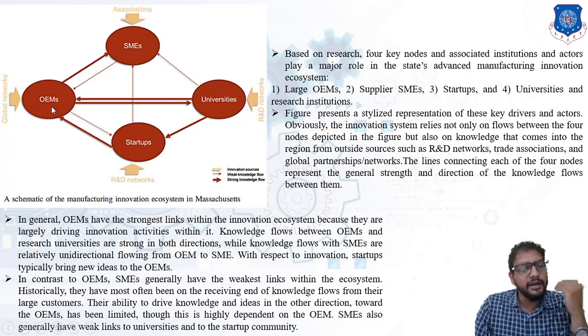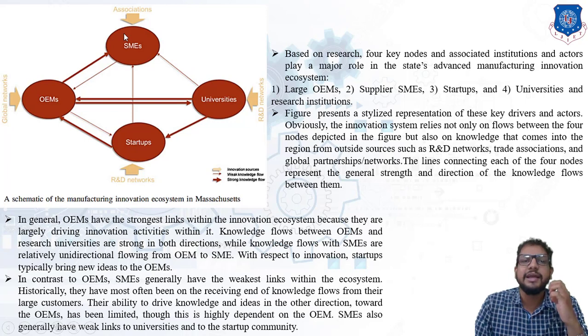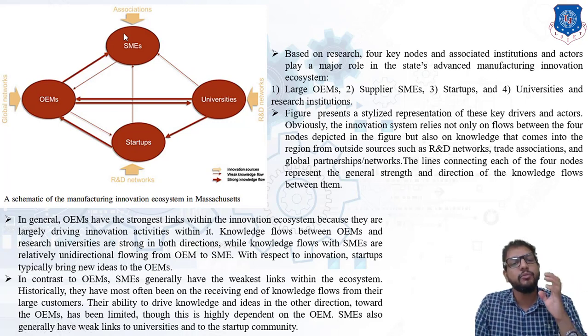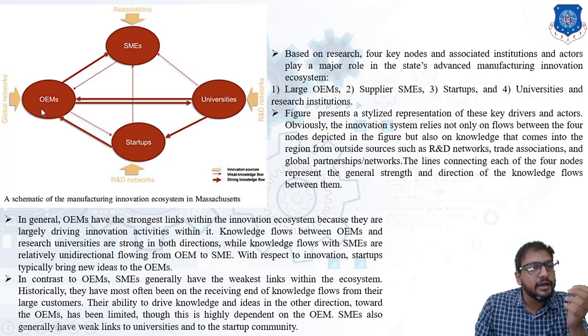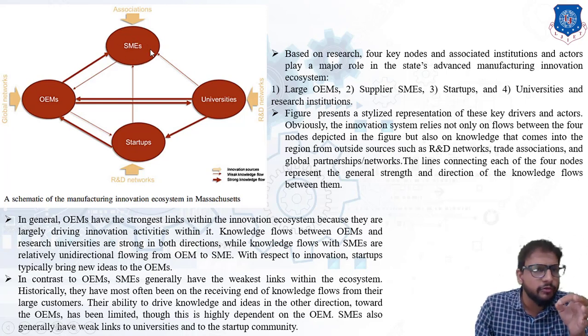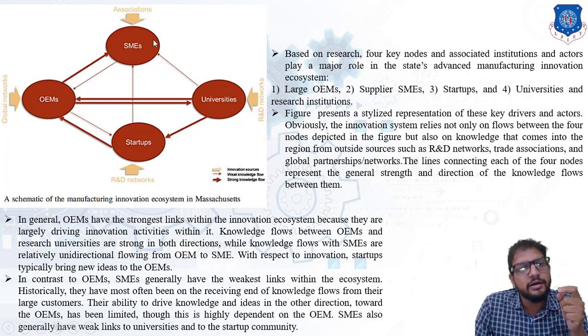Okay, guys. Now, in the case of an SME, as you can see, the SME has the weakest link within the ecosystem. Historically, they have most often been on the receiving end of knowledge flow from a large customer. So, as you can see, the OEM, the original equipment manufacturer, is going to provide knowledge to the SME. This is the receiving end. Whereas the SME is not capable of providing knowledge to the OEM. There is a weak link there. Similarly, the SME is not able to receive knowledge from a startup.